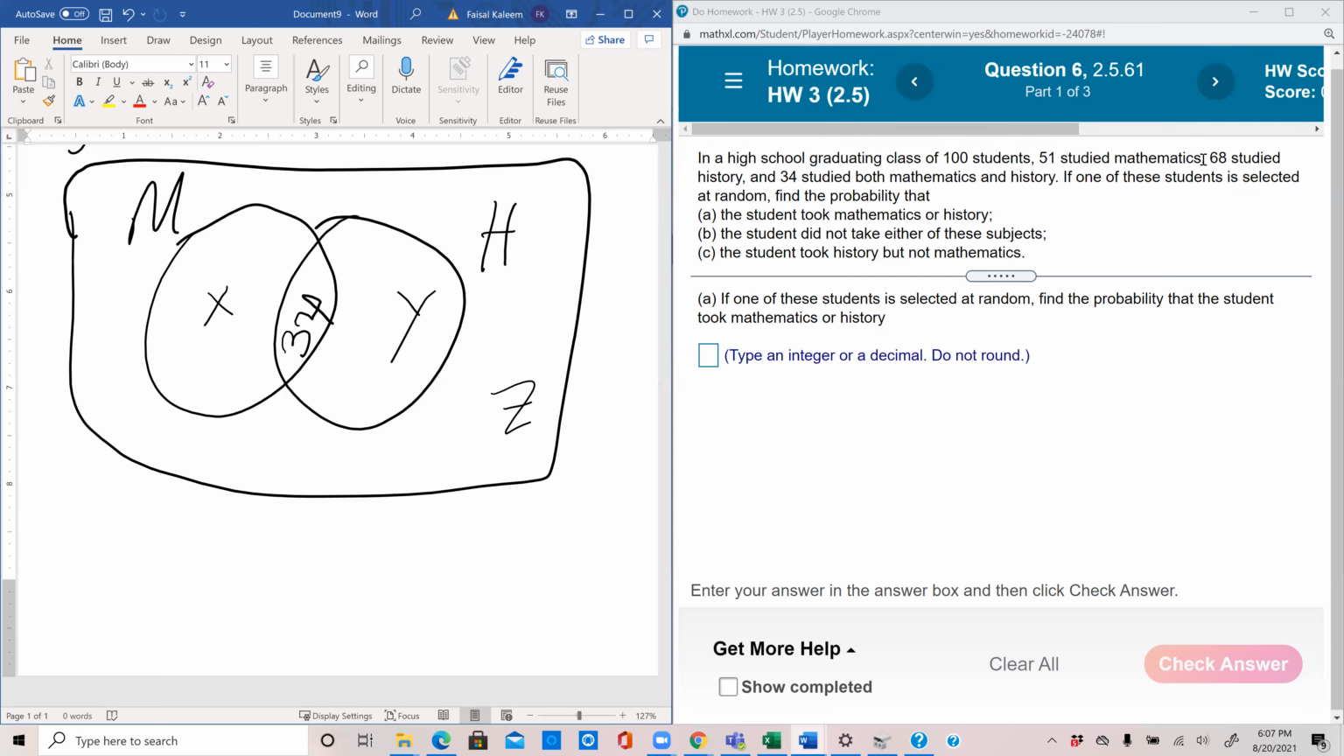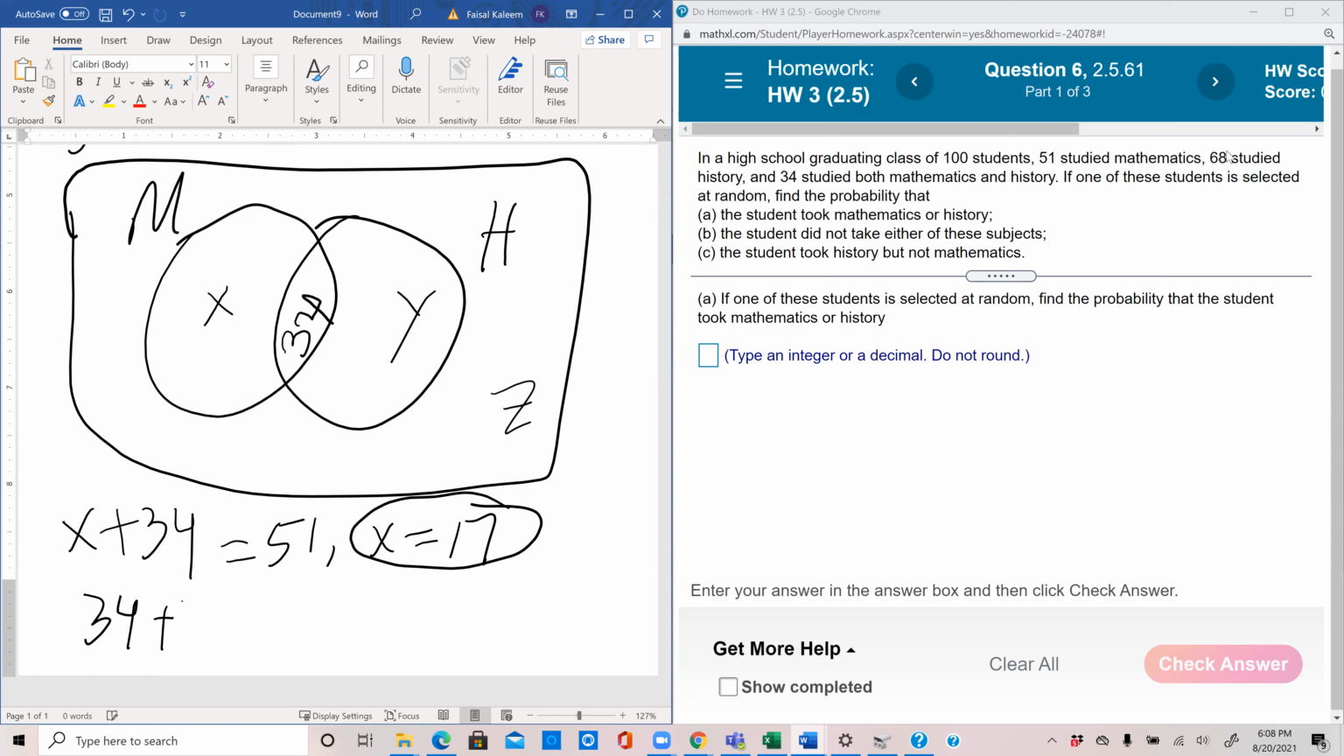So 51 studied math, which means X plus 34. Math is X plus 34. X is this part of the circle and 34 is this part. So X plus 34 is 51. That gives me X equals 17. Similarly, 68 studied history. So 34 plus Y equals 68. So that gives me Y equals 34.